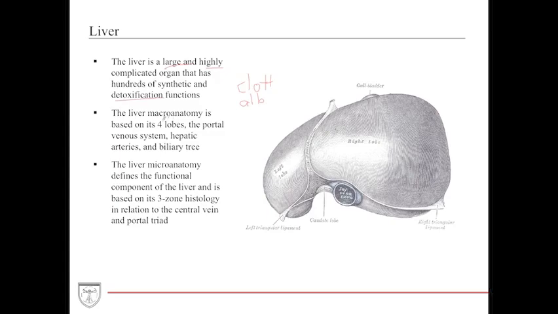The liver macroanatomy is based on 4 lobes: the left, right, caudate, and quadrate lobes, the portal venous system that drains the GI tract, the hepatic arteries that provide arterial blood supply to the liver, and the associated biliary tree that carries bile into the duodenum. It also contains a liver microanatomy, which defines the functional unit of the liver based on a 3-zone histology referencing the oxygen content in the liver in relationship to the central vein and the portal triad that we'll discuss in a little bit.